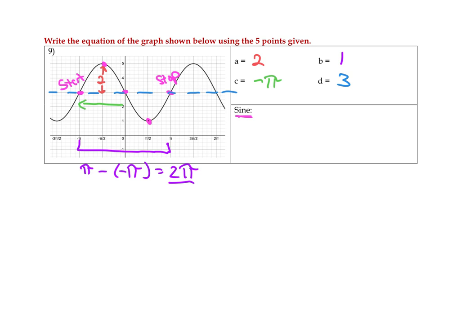And then my C value comes from the starting is over here instead of at 0, and that's at negative pi. So now my equation is f of x, my sine, and it's going up from the mid to up to high, so there's no reflection. So amplitude of 2, sine graph. And then my b value is 1, so I don't have to put anything there. And then x minus negative pi, and then plus 3. And there's my equation.